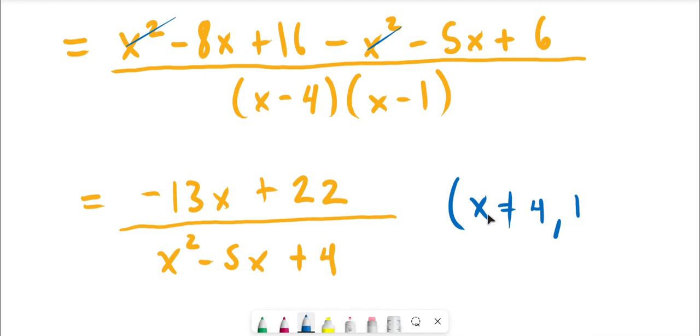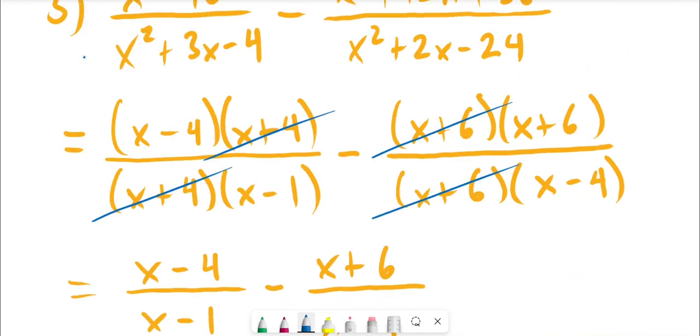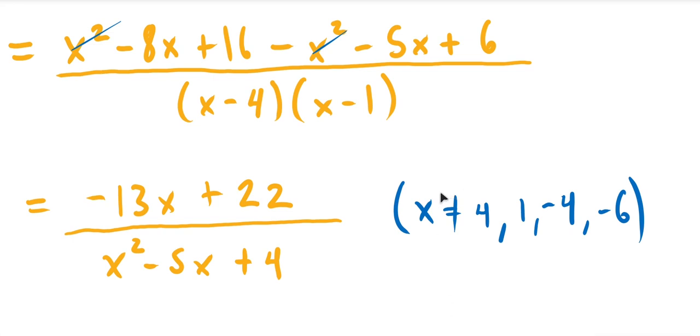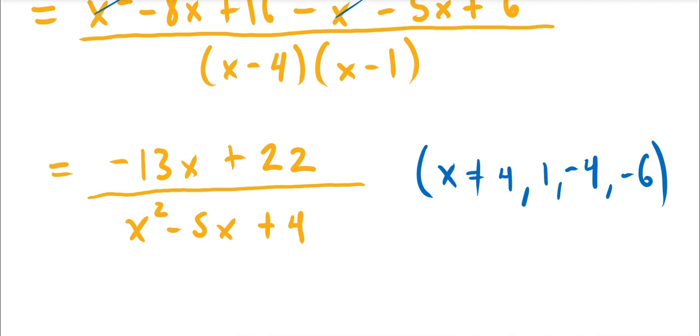We should keep in mind that x cannot be equal to 4 or 1, because that would make these denominators 0. But neither could it be any of the things that would have made these previous denominators 0, even though they disappeared. So no minus 4s and no minus 6s either. It's always good to remember at the end here that there are these restrictions on your domain that we inherited from the original phrasing of the problem and that might not appear so obvious now that we've done a bunch of cancellation.